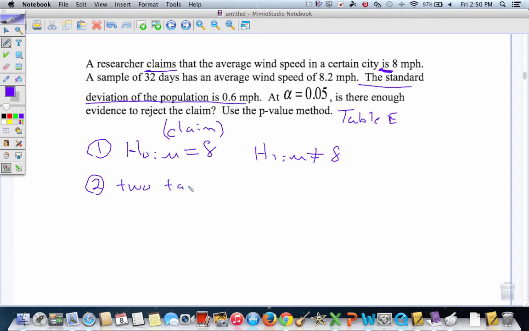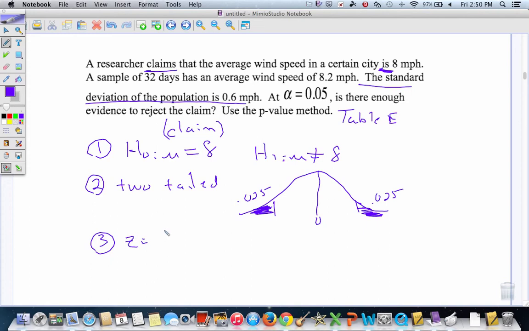Step number 2, because of that equal to and not equal to, we have a two-tailed test. So when I sketch my curve, I have a shaded area on the left-hand side, but we also have a shaded area on the right-hand side. Which means if alpha is the area in both tails together, the area in each individual tail is 0.025. 0.05 in total, so divide that in half, the area in each tail.